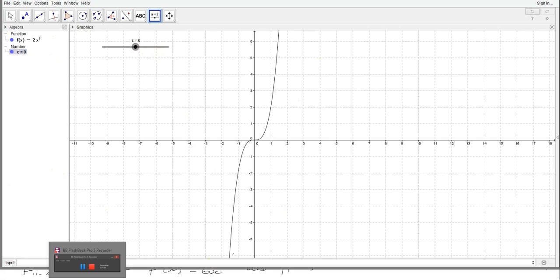So there you go, that is anti-differentiation for you. So good luck and have a go at 10A and 10B.